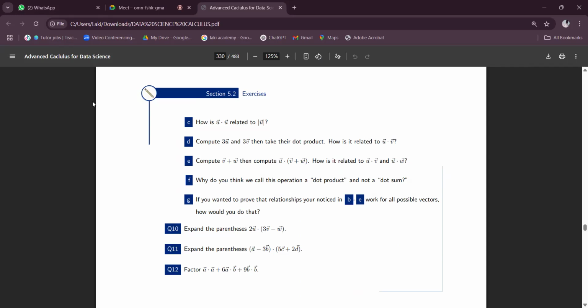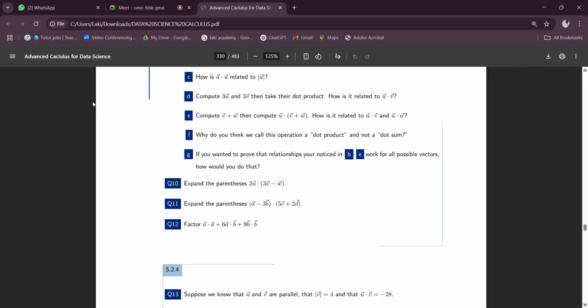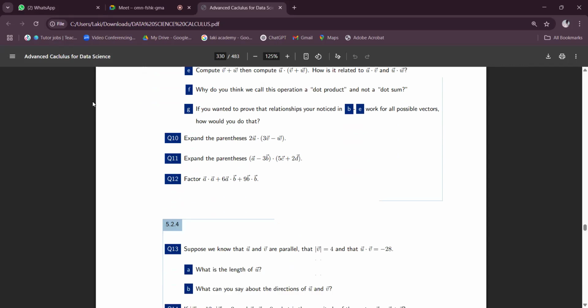Compute 3U plus 3V. So what are 3U and 3V? We multiply U with 3 and V with 3, right? This is scaling the vector.